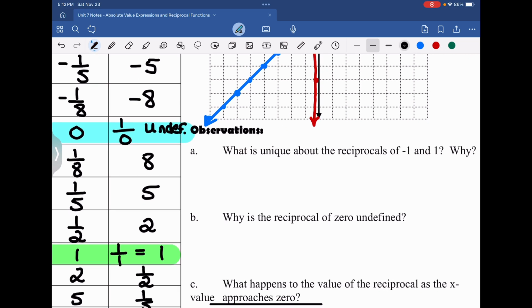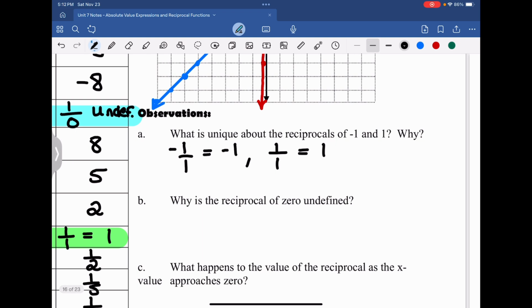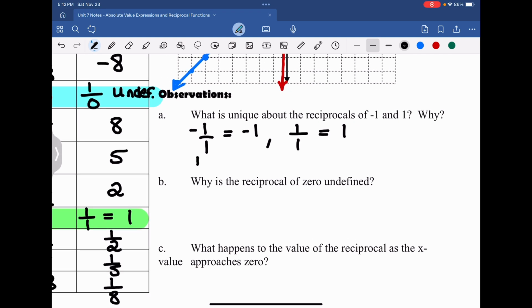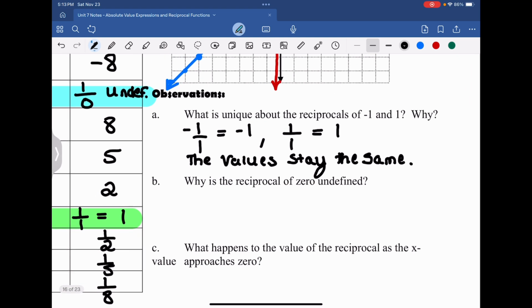And so here's what I'm going to say: -1 over 1 is simply equal to -1. And if I take 1 over 1, this is still just 1, so the values stay the same. We want to make a note about this. Stay the same. And these are what we call invariant points. So I'm just going to make a little star note here and say these are invariant points.